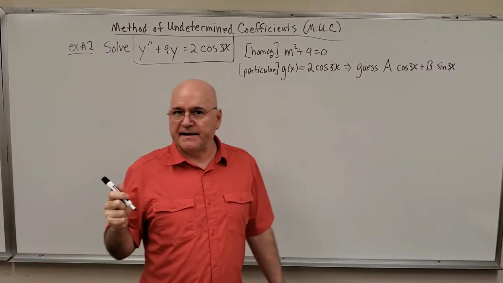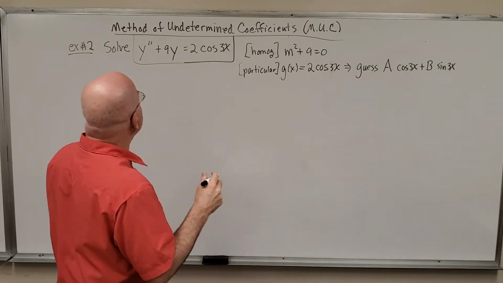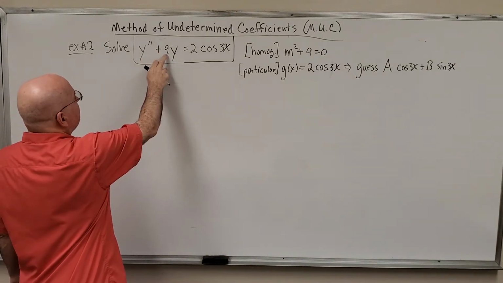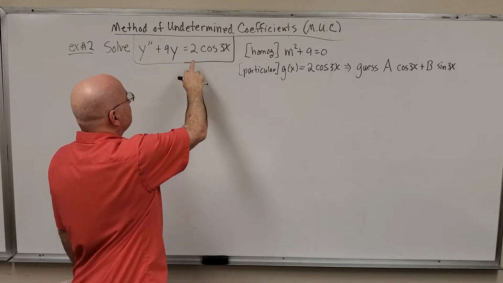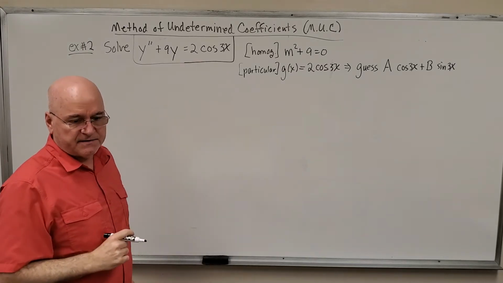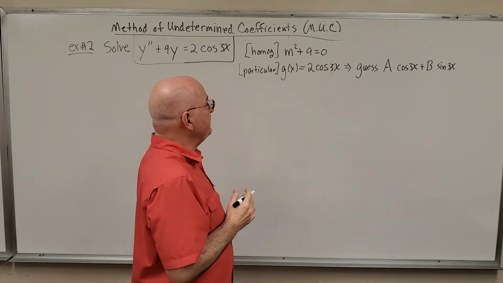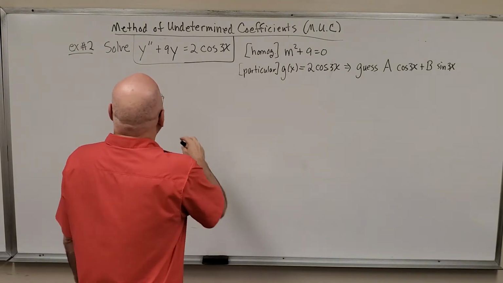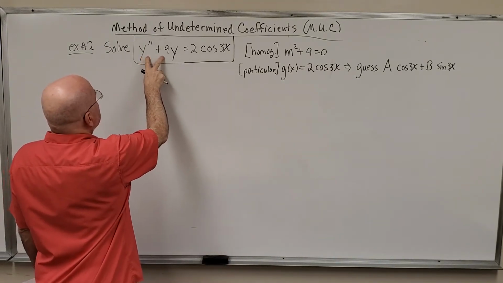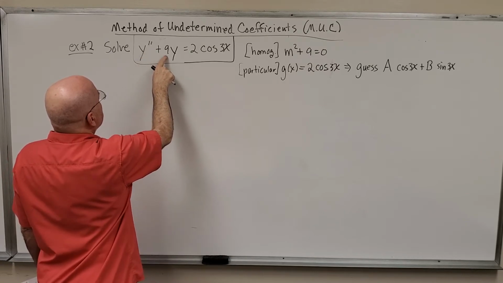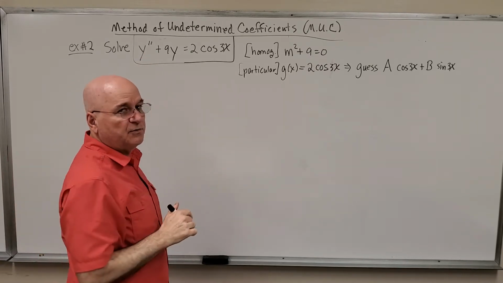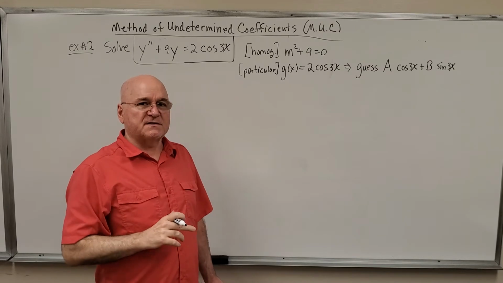Okay, our second example is the differential equation y double prime plus 9y is equal to 2 cosine 3x. So first we need to get the homogeneous solution, and notice that the characteristic equation would be m squared plus 9 is equal to 0. So what's the solution to that?